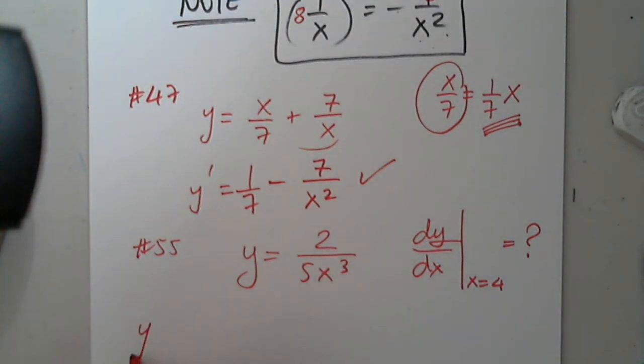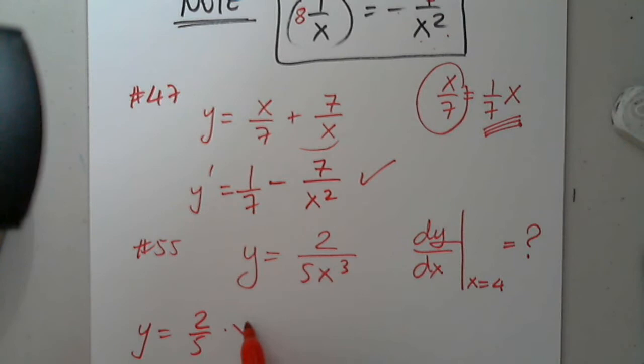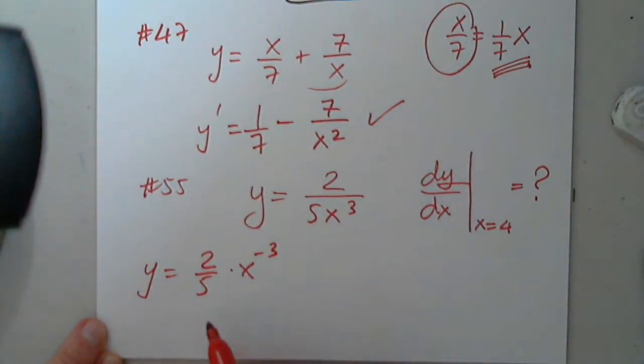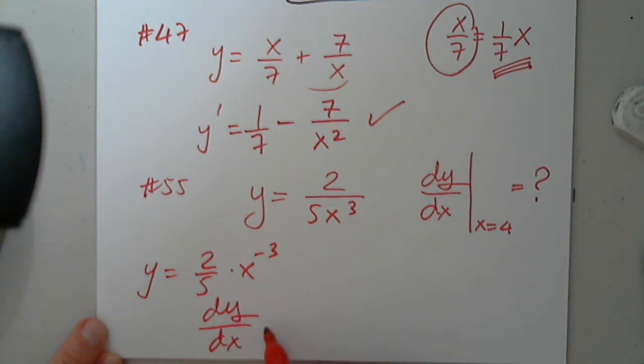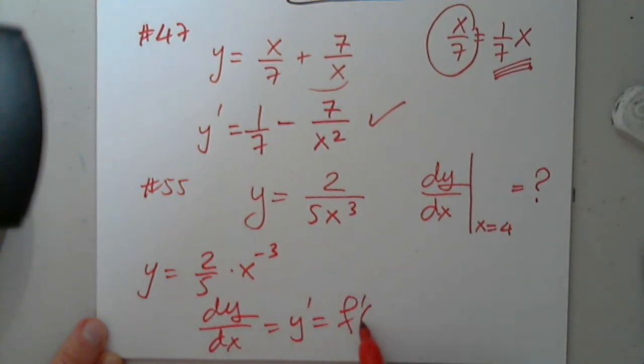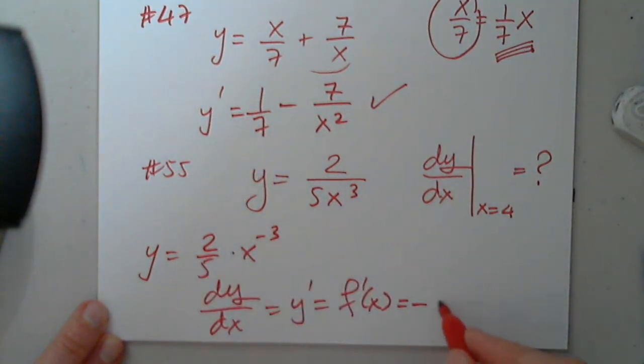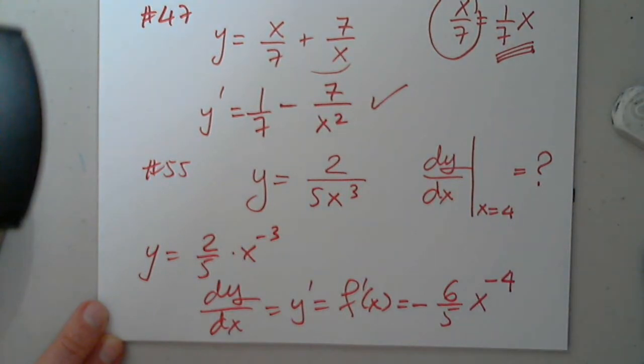Oh no. Of course not. Now I can differentiate it and find dy over dx. dy over dx, or y prime, or f prime of x, they all mean the same thing. I'm bringing -3 down, so it's -6/5 times x to the -4. Subtract 1 from the power.